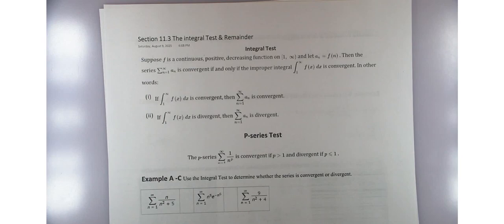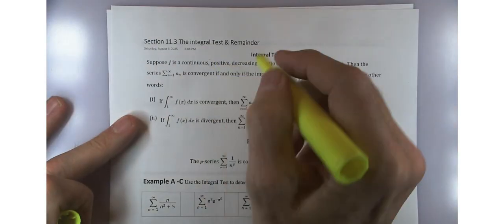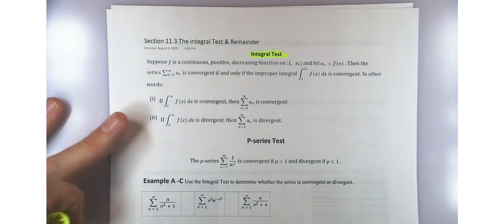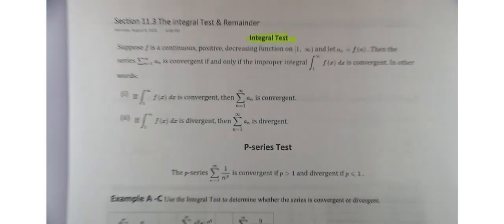So the three tests that we have right now to help us decide whether or not a series converges or diverges aren't enough. We're going to need a few more, and then a few more after that. So the first one that we'll use is the integral test.